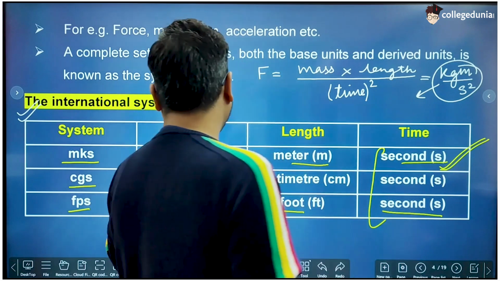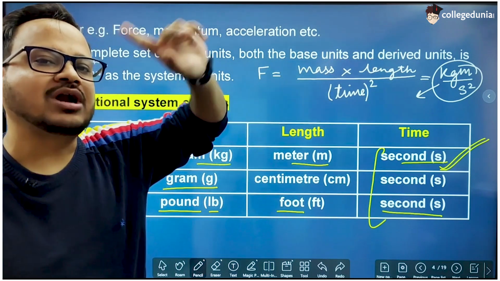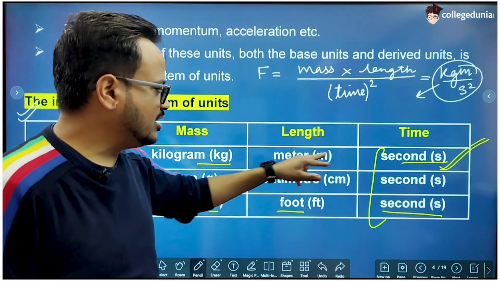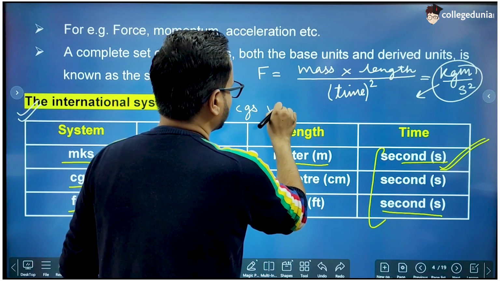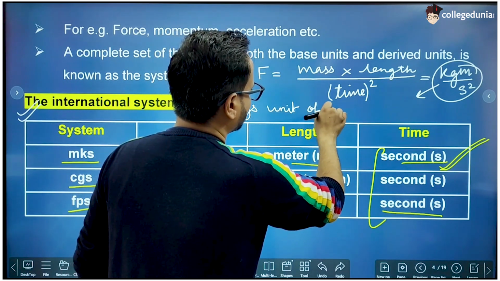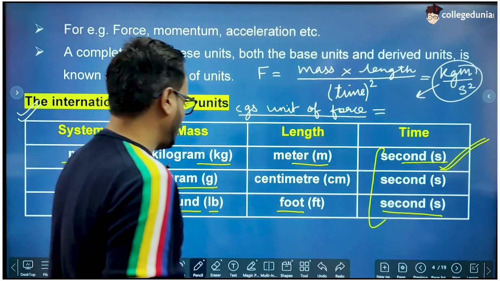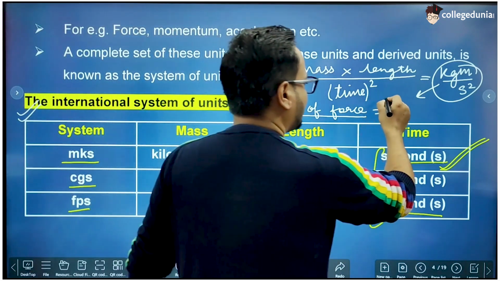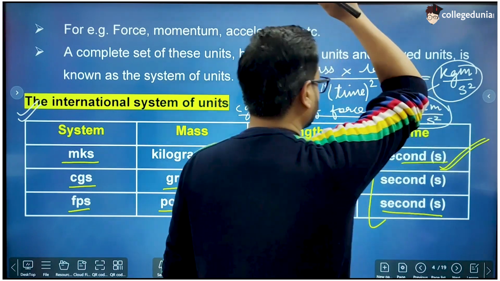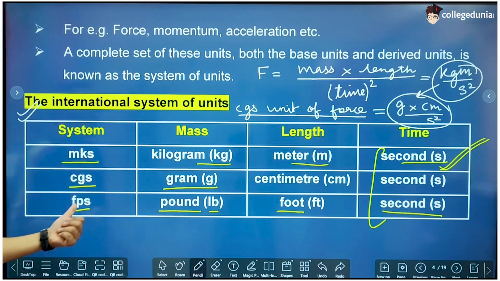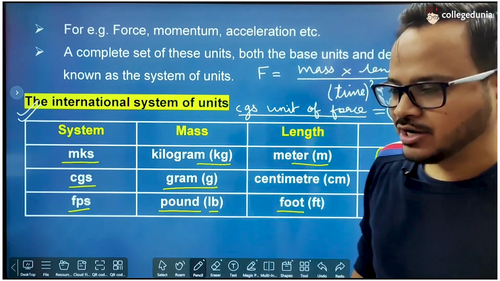Okay, MKS unit is kg meter by second square. If we use kg for mass, meter for length, second for time, then that unit of the quantity is called MKS unit. Okay, now if we use this, this and this, that unit will be called CGS unit. For example, CGS unit of force is what? Gram. Put gram in place of mass, centimeter per second square. This is called the CGS unit of force. Similarly, you can find the FPS unit of force. So these are the three internationally accepted systems of units.